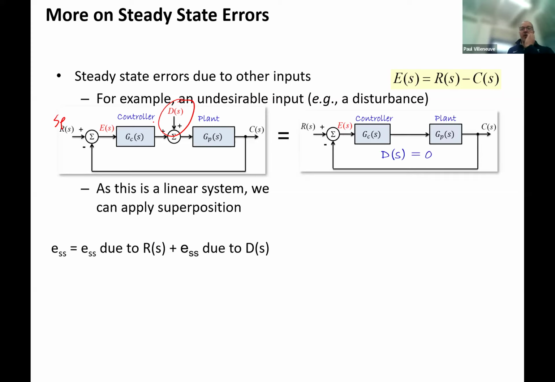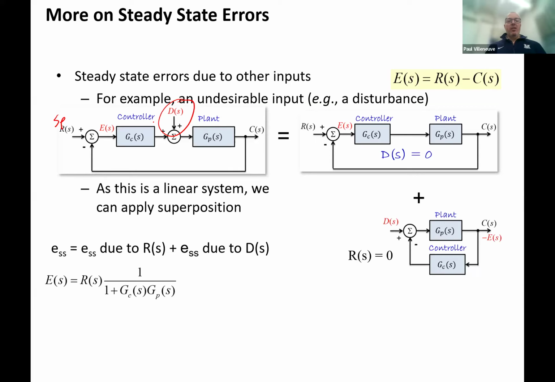So here's our first case where we have no disturbance, it's equal to 0. And then we calculate our steady state error from that. So we do our final value theorem and we go through that. The next one we're going to do is because of the disturbance.